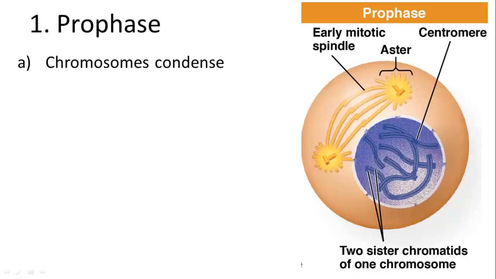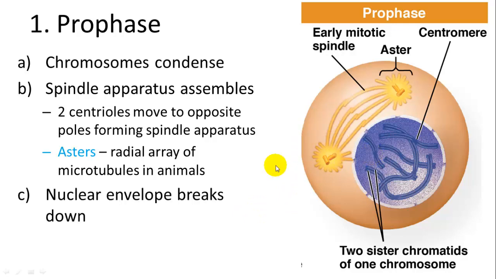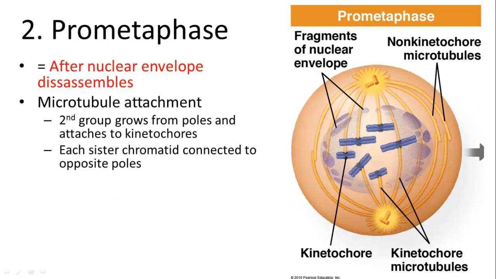So the first one, prophase. Chromosomes condense and are then ready to attach. The spindle apparatus assembles, and this is what's going to then attach to the chromosomes. They then move to the opposite ends of the cell and form what are called asters, or a radial array of microtubules. And then the nuclear envelope breaks down so that those connections can begin to form. In prometaphase, that occurs after there is no more nuclear envelope, so it's completely dissolved.